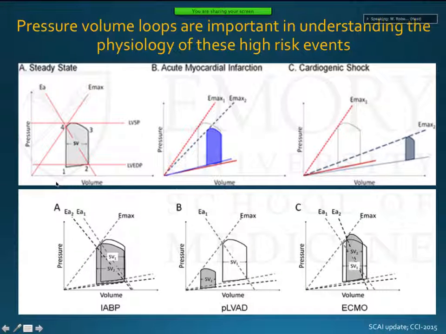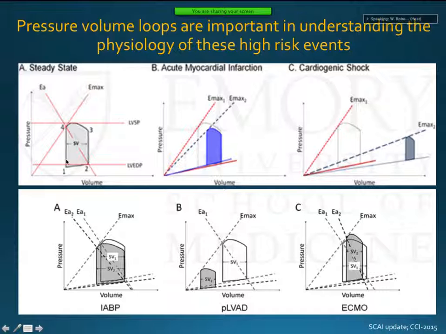So going back to pressure volume loops, it's very important that we understand that and the concept of using these devices. This is pressure and volume. This is LV systolic pressure, LV end diastolic pressure. Between 1 and 2 is the phase of diastolic filling. Between 2 and 3 is isovolumetric contraction of the left ventricle. This is the systolic ejection period where the blood ejects from the left ventricle. And at this point, the aortic valve tries to close back down, and this is a period of isovolumetric relaxation.